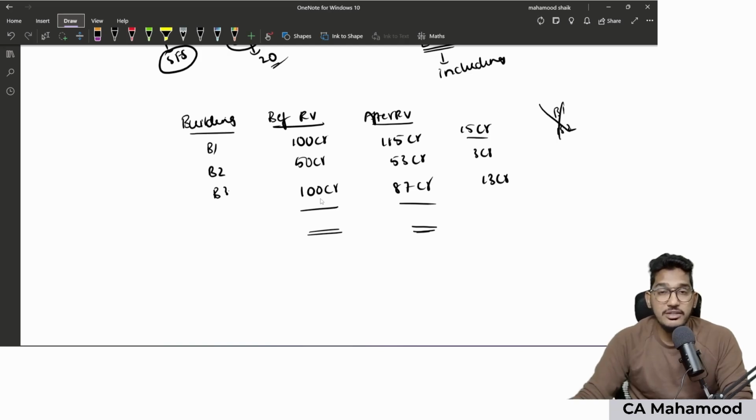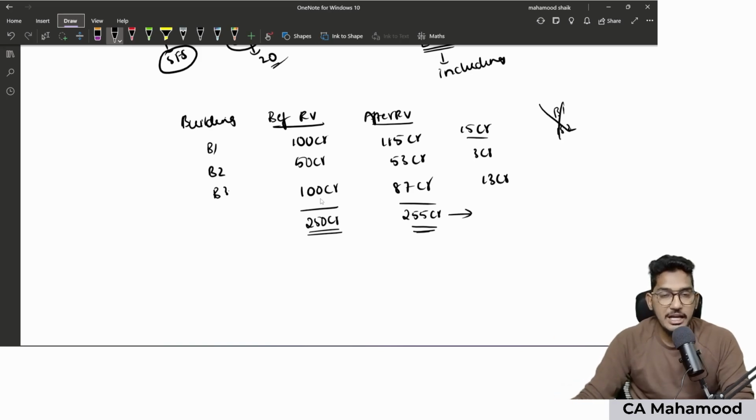So what do I mean here? You need to check the value before revaluation or after revaluation for entire class of buildings, not for individual buildings. So if I do the totaling here, before revaluation, entire buildings was 250 crores. After revaluation, the buildings value was somewhere around 255 crores. Correct me if I am wrong with the calculations.